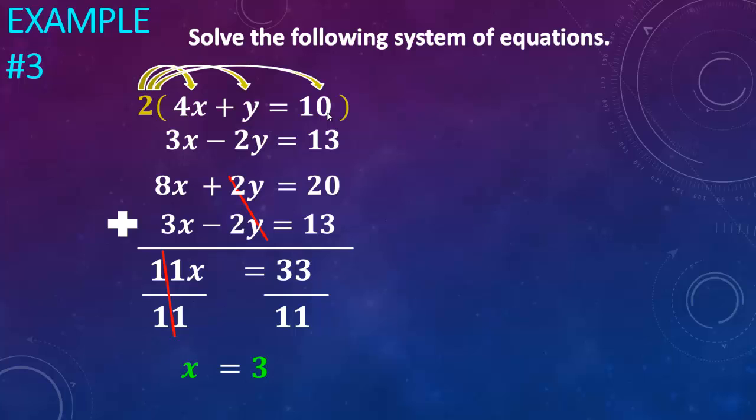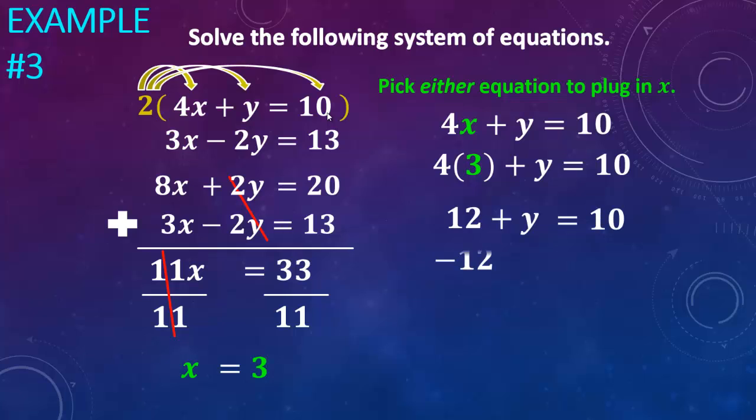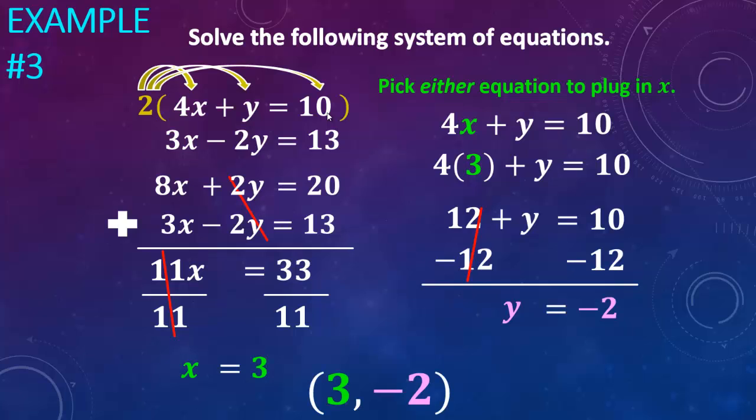Okay, so now just like before, we're going to go ahead and plug in 3 for x. I'm going to go with the top one, and you can do it before or after you multiplied by 2. I'm going to just do it before I multiply by 2 to make it easier on myself, smaller numbers and all. So 4 times 3 plus y equals 10, which gives you 12 plus y equals 10. Subtract 12 from both sides, and you get y equals -2, so your answer is 3, -2.